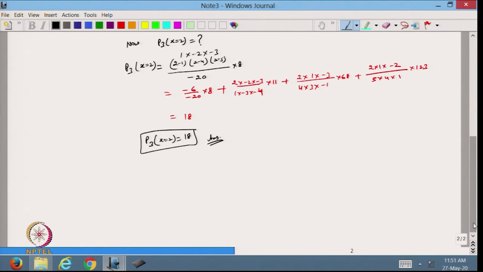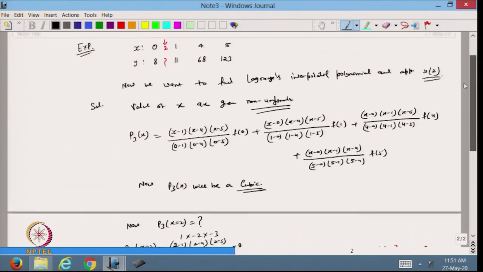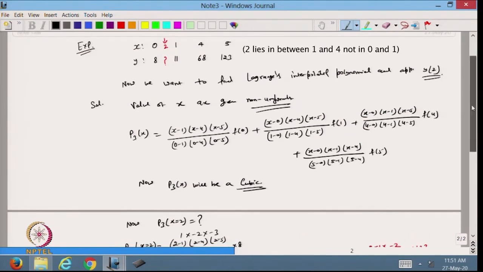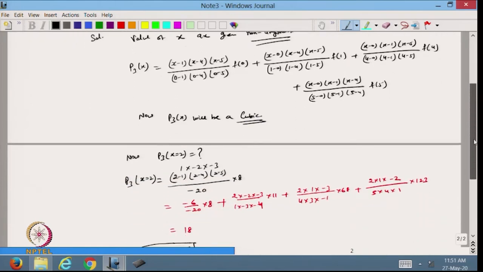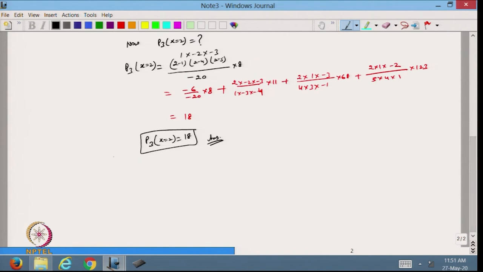So this way we can find the value of the interpolating polynomial at any points given in between the data. So data is given from 0 to 5, and the value 2 is in between that one. So that's why it is called the interpolating polynomial, interpolating equation. Another example I want to do.